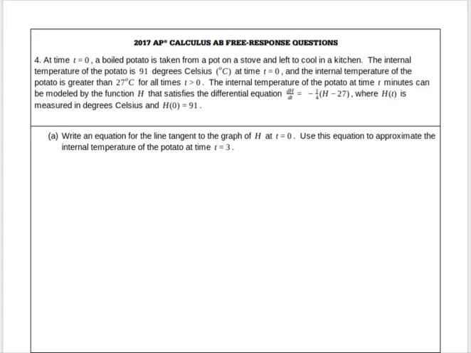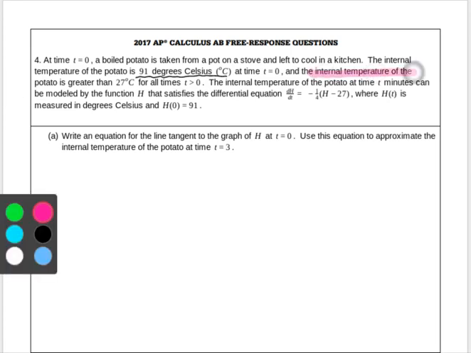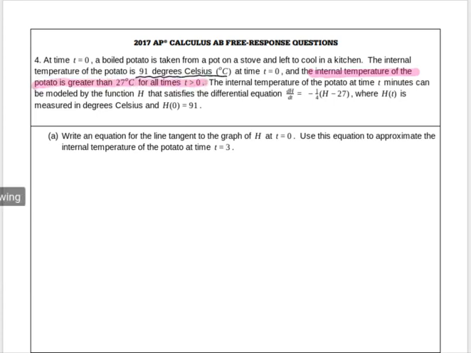Hey everybody, this is the 2017 free response question number 4. This problem should look familiar to you guys. This is the one with the potato and we're looking at the internal temperature. It starts out with an internal temperature of 91 degrees Celsius at time t equals 0. It says that the internal temperature of the potato is greater than 27 for all time t greater than 0, which is going to be important for one of the parts.